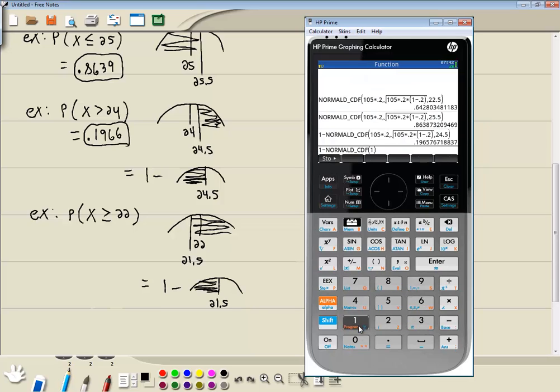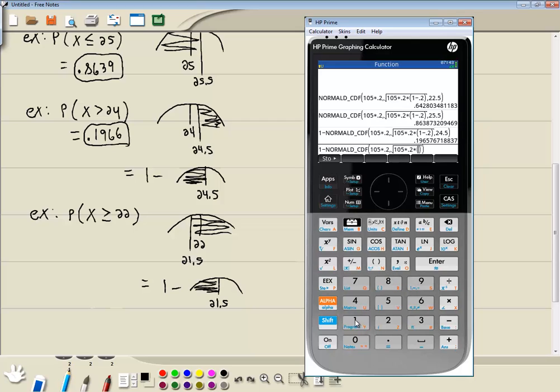And then n times p, so I got 105 times 0.2, comma, square root, so I'll do my shift, x squared, n, which is 105, times p, which is 0.2, times, and then I'll choose my parentheses here, and then 1 minus p, so 1 minus 0.2. Right arrow to get it out of the parentheses, right arrow to get out of the square root, and then I'll do a comma, and then we want to put in our corrected x value, which is 21.5. And then we'll press enter.